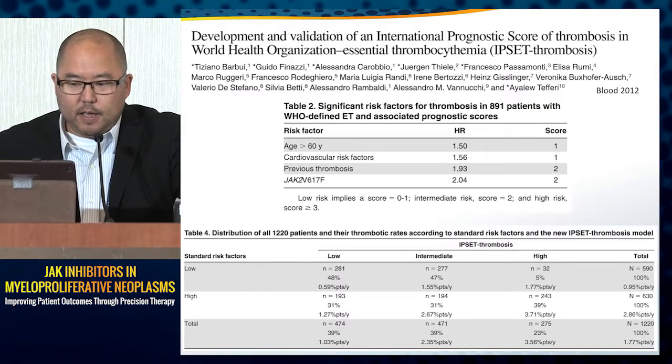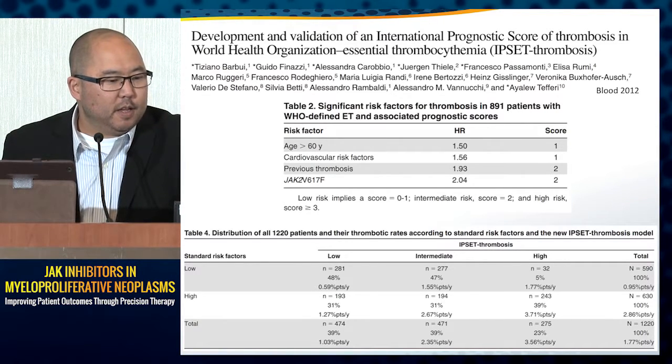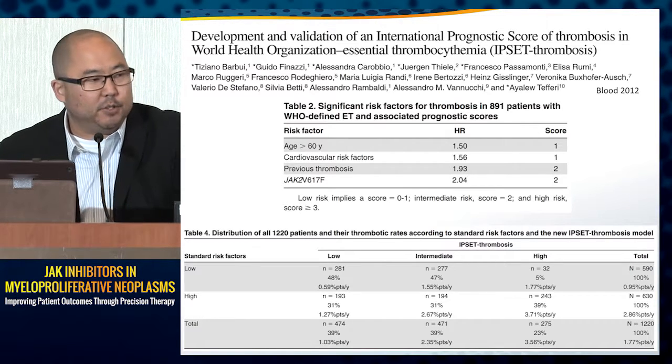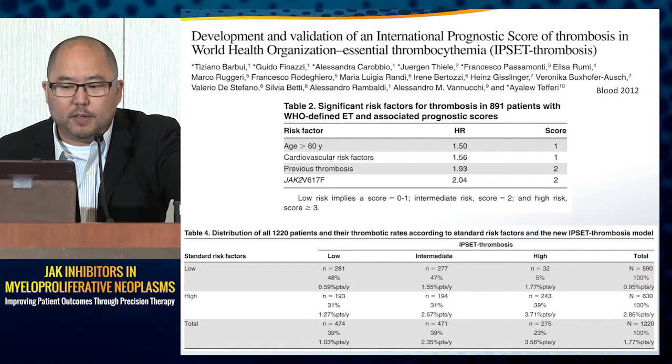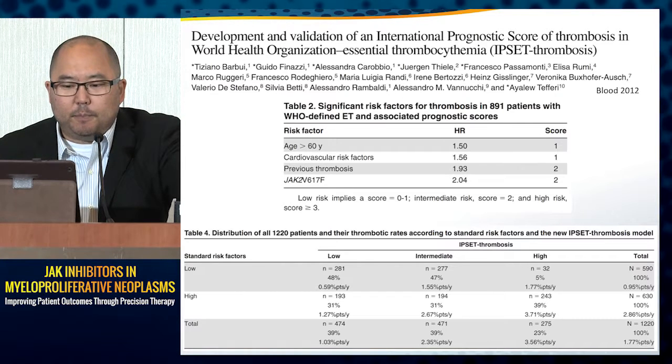And you can see that JAK2 positivity actually gives you 2 points. So it's a significant risk factor, and I think it's pretty well established that those patients with ET who are JAK2 positive have a higher risk of thrombosis. And then the cardiovascular risk factors, which was a little bit amorphous in terms of how to consider that in the risk stratification, now is added into this scheme.